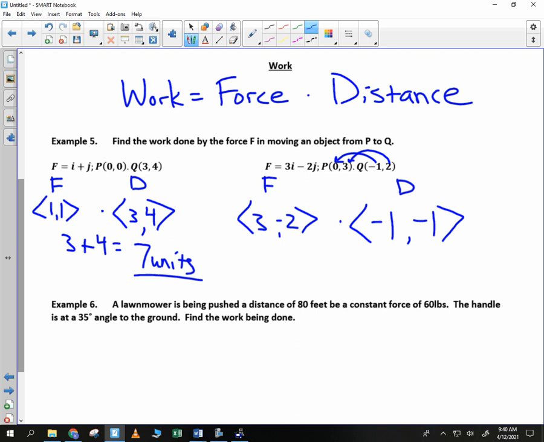So 3 times negative 1 is negative 3. And negative 2 times negative 1 is 2. So negative 1 units of work have been accomplished. Meaning you're worse off than when you started. Right? You're Superman. You're trying to catch the falling building, and it's collapsing on you. Negative 1 units of work. Yeah, I know.